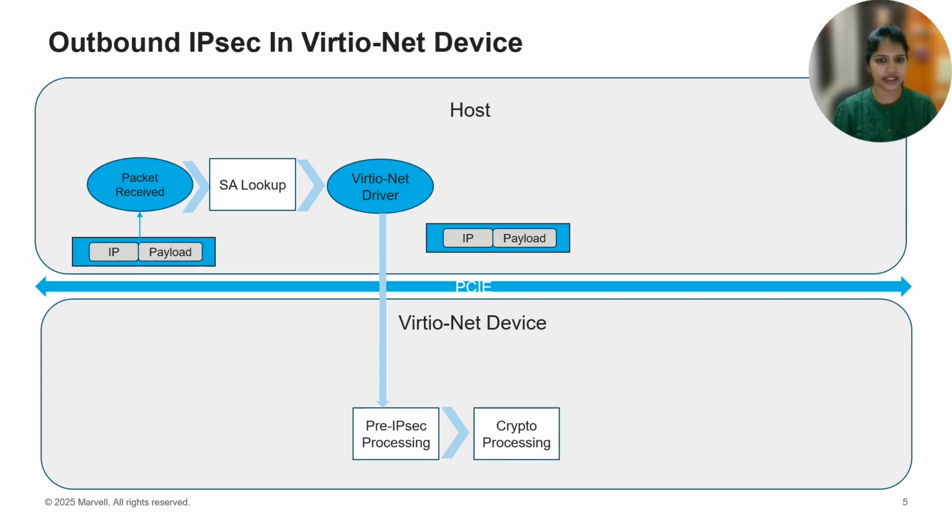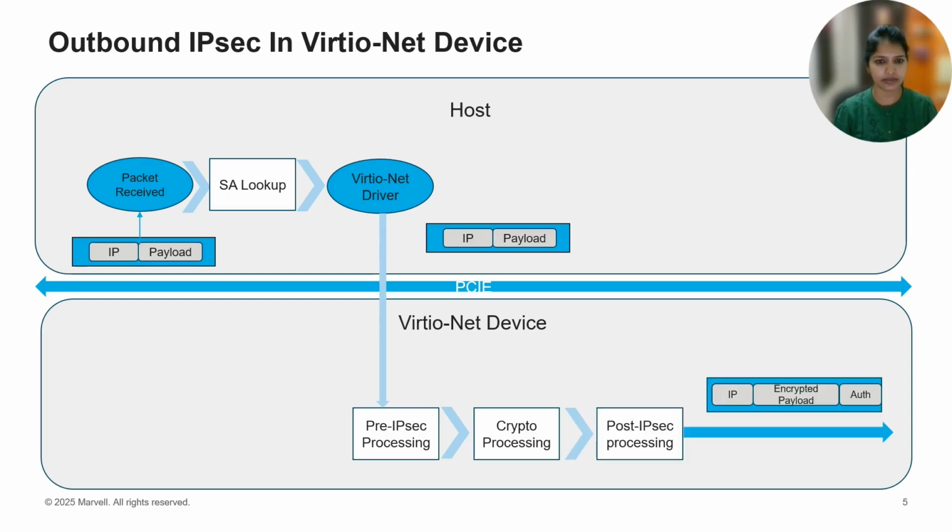This includes encrypting the packet, adding any required headers, and generating any integrity check value to ensure the packet's authenticity and integrity. After completing the IPsec processing, the virtio-net device securely transmits the packet over the network.